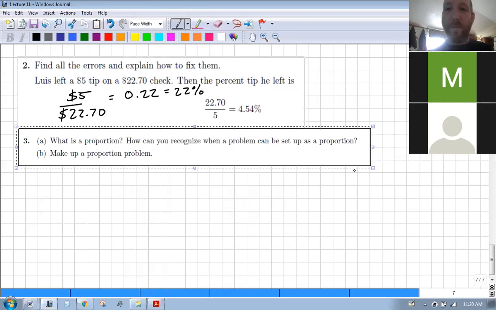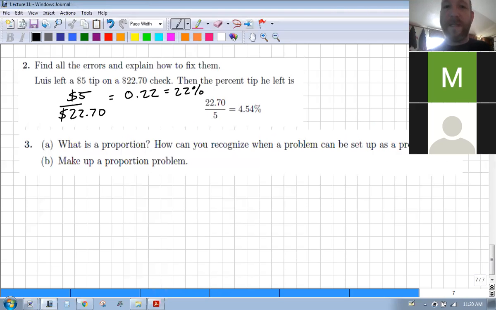All right, what is a proportion? How can you recognize when a problem can be set up as a proportion? Make up a proportion problem. All right, a proportion is when you have something like this. Okay. You're comparing like ratios.